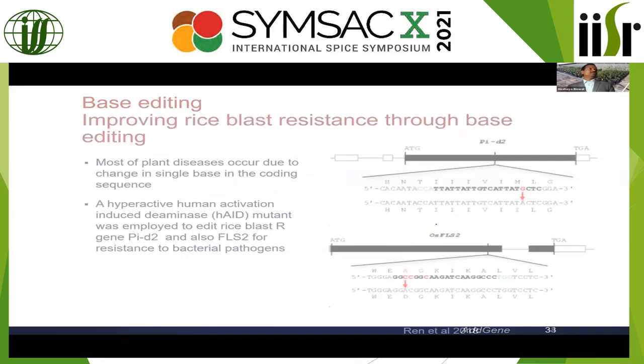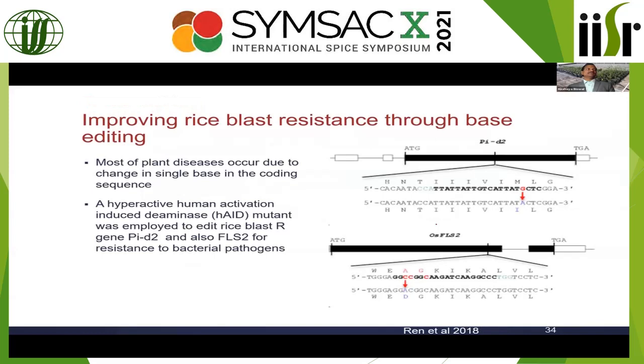So this has been used in rice already to change a rice blast resistance gene, and they have shown that the plants show a very high level of resistance without any double-strand break. So this can be very easily compared or mimicked to what our breeders do, or what happens naturally by spontaneous mutation or by chemical mutation.